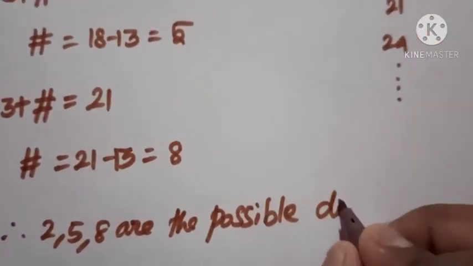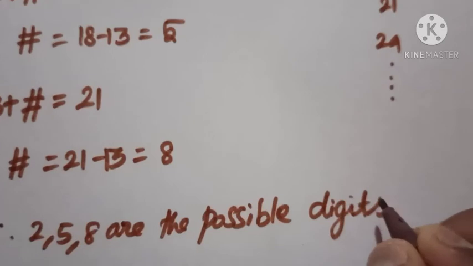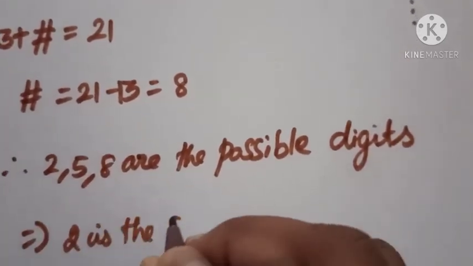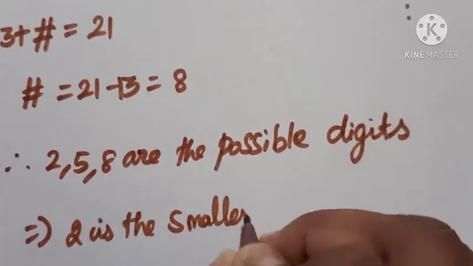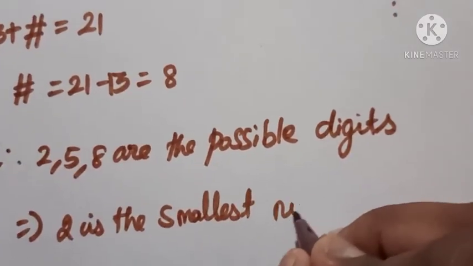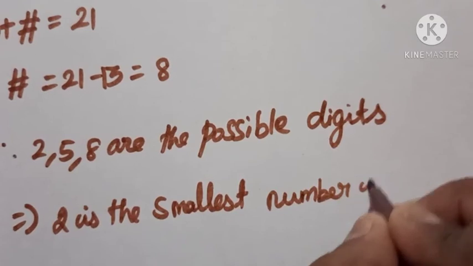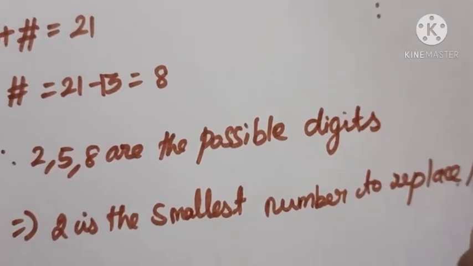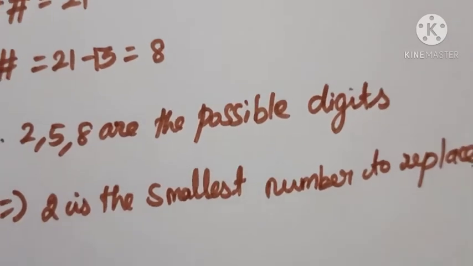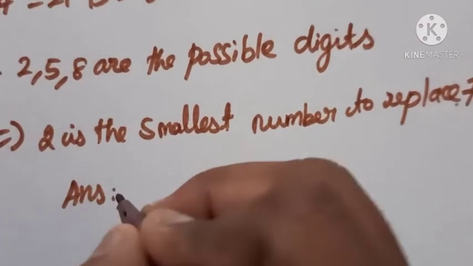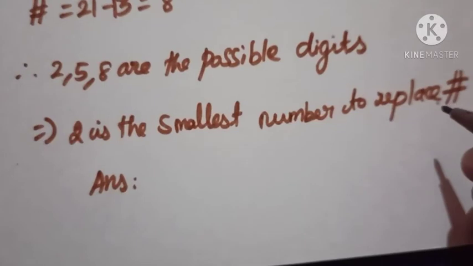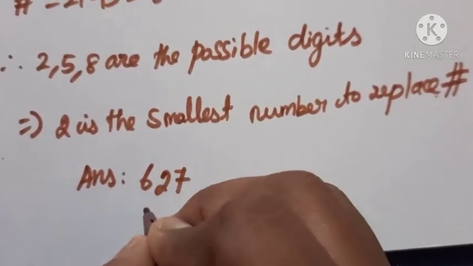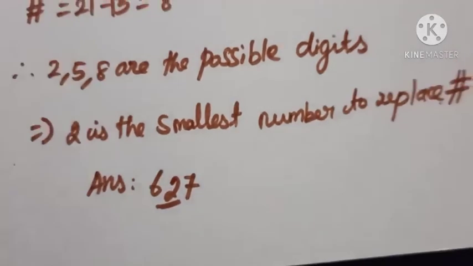Which implies that 2 is the smallest number to replace the symbol ash. Therefore, the answer: if you substitute it, what you get is 627. So here is the replacement value.